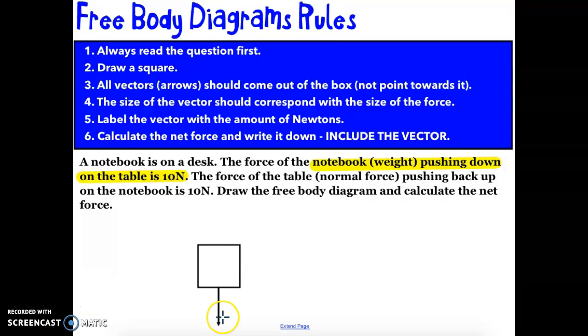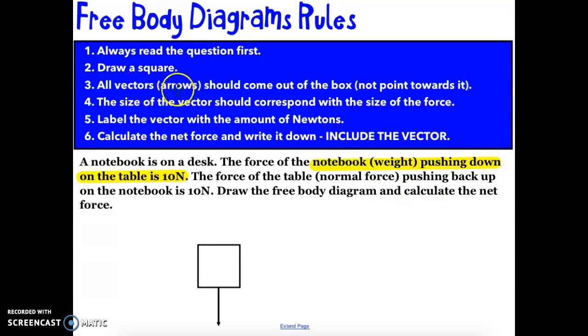Okay. Please notice that the arrow is pointing down. You never want to show an arrow pointing towards a box. That's a no-no. So we always want it to be coming out of the box. So think of this box as the object we're talking about, so in this case, the notebook, and this vector is representing this first part that I highlighted.